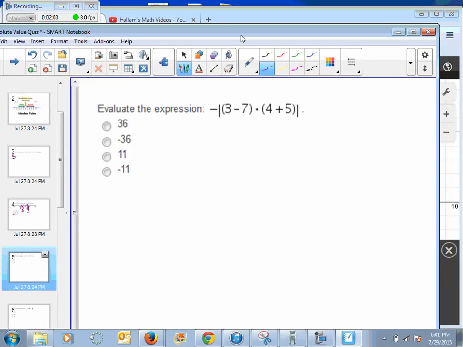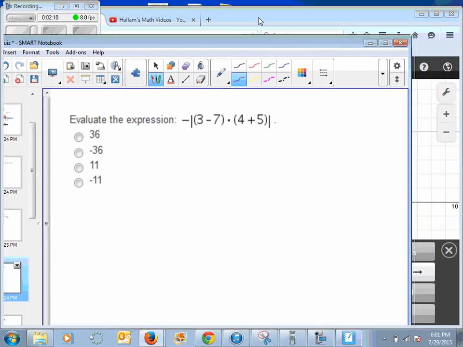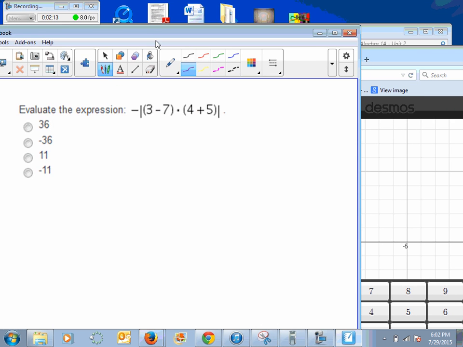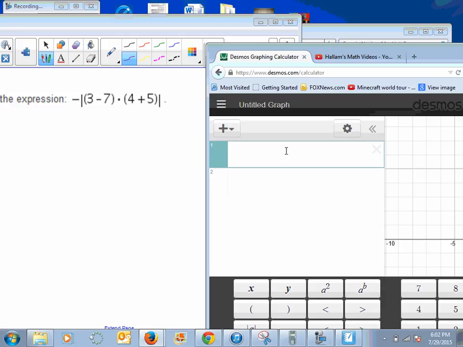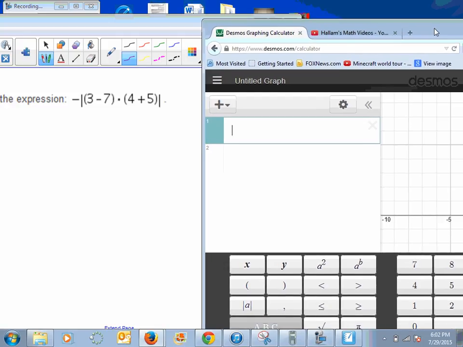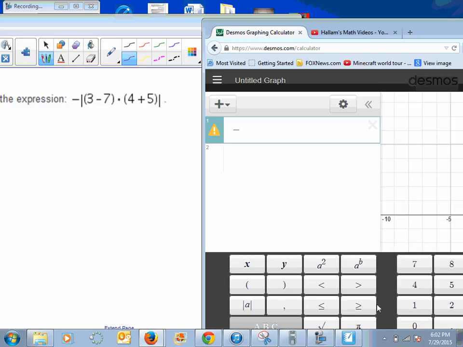Okay, evaluate the expression negative, and then you've got the absolute value bars, and then some stuff going on inside those bars. Similar to our last section, we're going to take this over to Desmos. Like I said, this calculator is something we're going to use quite a bit. So I'm going to throw a negative up there, and then you've got these absolute value bars right there. Then I'm just going to copy that in, 3 minus 7, and then times, that's the asterisk over the 8 key on the keyboard, 4 plus 5, and there we go, -36.